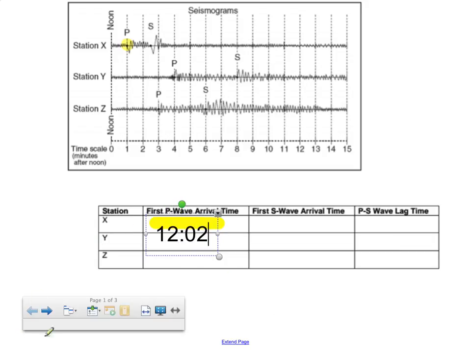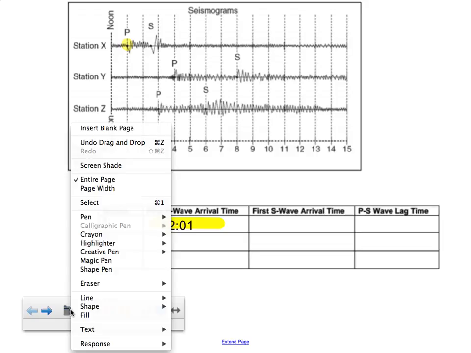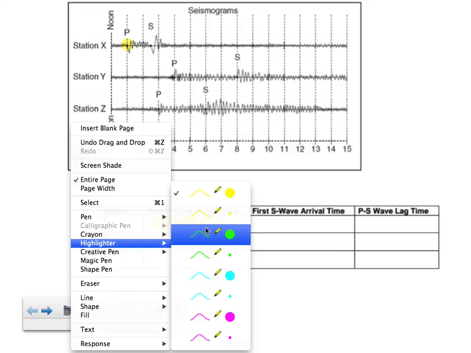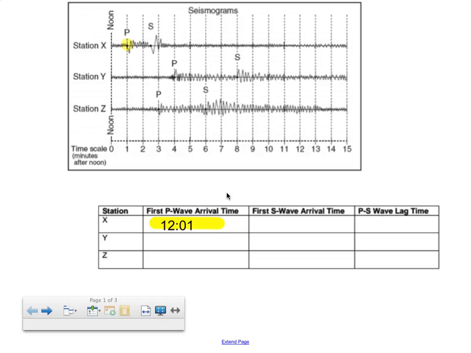So we should have 12:01 written here. What time is the first S wave arrival time, Aaron? 12:02 and 30 seconds. Notice it's in between 12:02 and 12:03. Half of a minute is 30 seconds. Does that make sense? Okay.